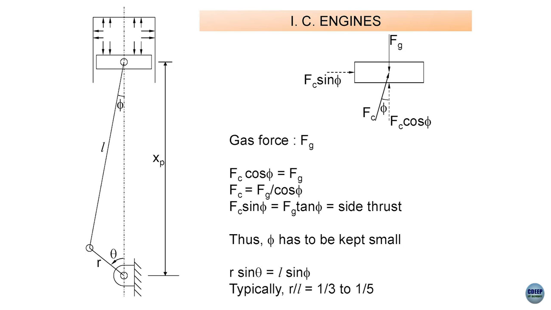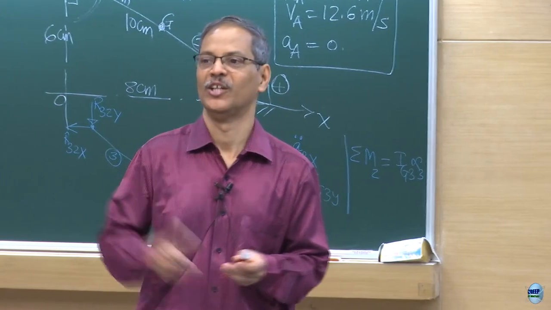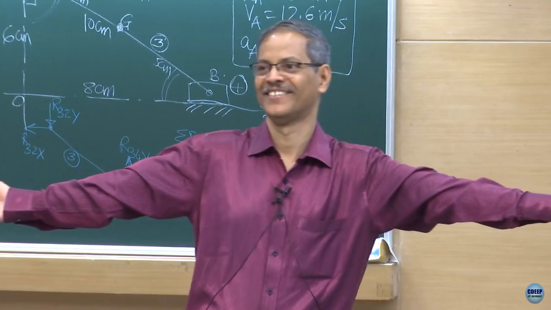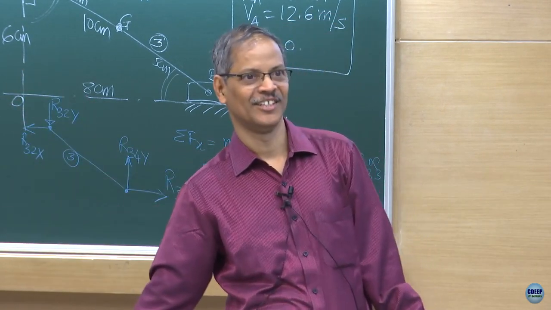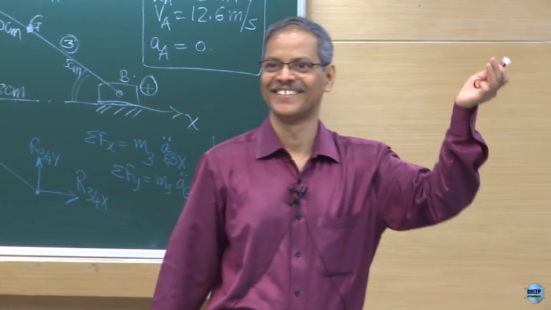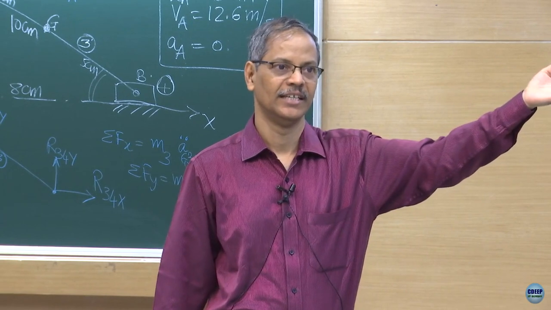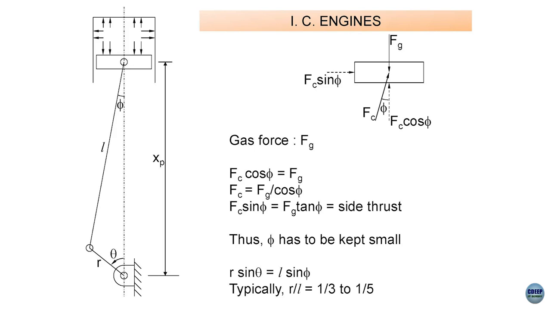So, ideally you would like phi to be how much? How much should phi be ideally? You want it to be low or high? Low, high. How many want phi to be low? 1, 2, 3, 4, 5, 6, 7, 8. How many want phi to be high? If phi is high, what happens to FC?